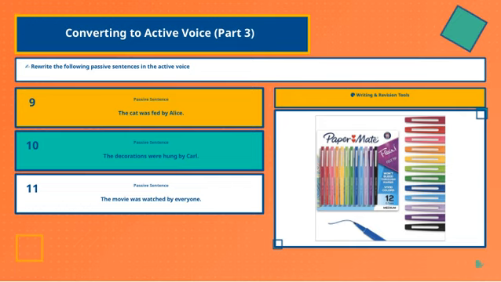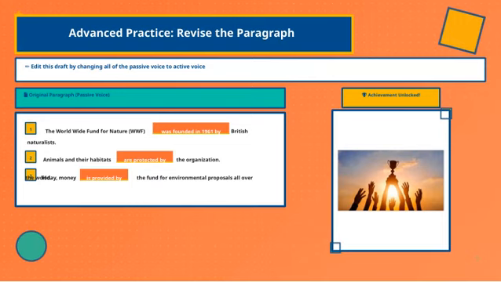This change makes the sentence clearer and more direct, which is often more engaging for the reader. Remember, the key is to identify the doer of the action and make them the subject of the sentence. This technique helps to create more concise and lively writing, which ties back to our overall goal of improving clarity and impact in your communication. Now, let's look at how we can revise this paragraph by focusing on active voice.